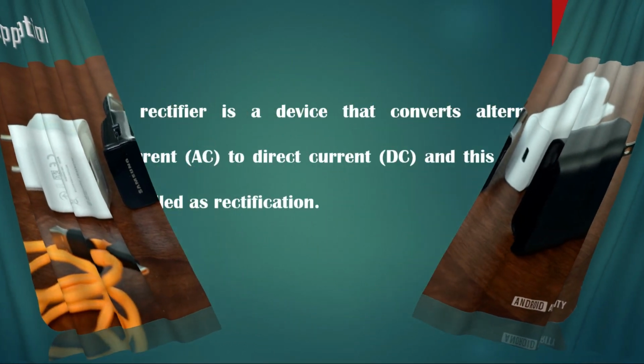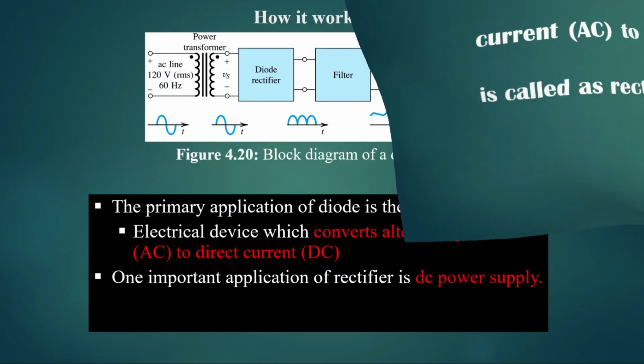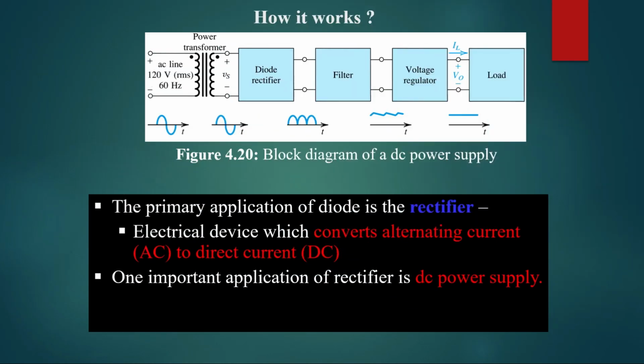Now let us go into the definition and other technical parts of the rectifier. The definition of a rectifier is that it is a device that converts alternating current to direct current, and this process is called rectification. This is a very simple definition of a rectifier. Now we will see how it works exactly. We have seen that we get the input from the transformer.